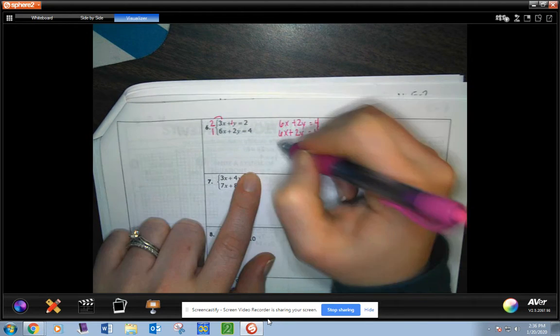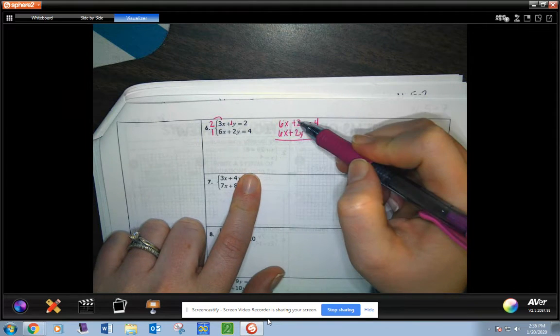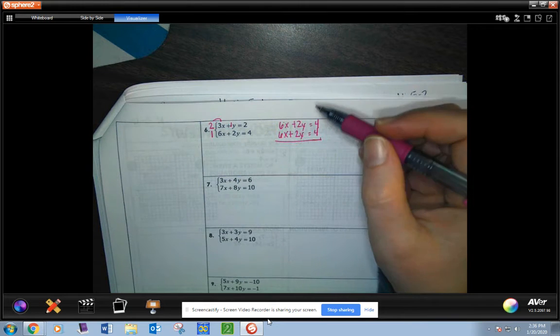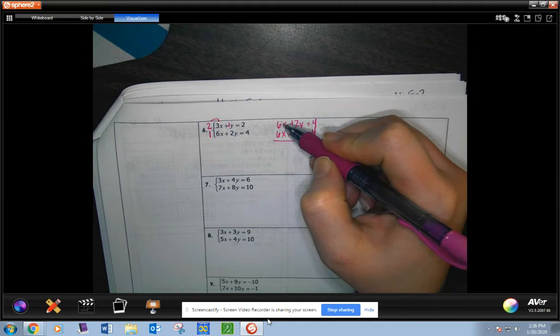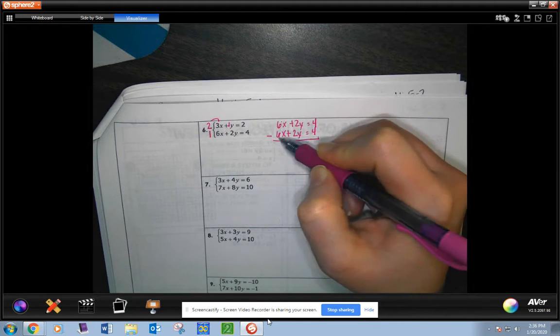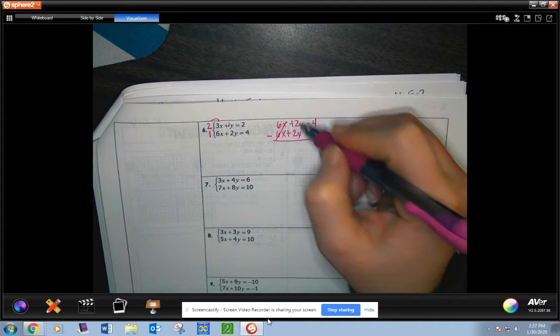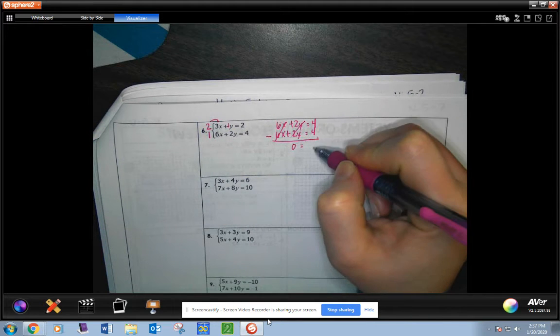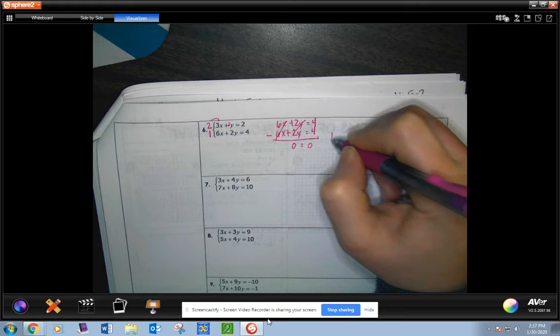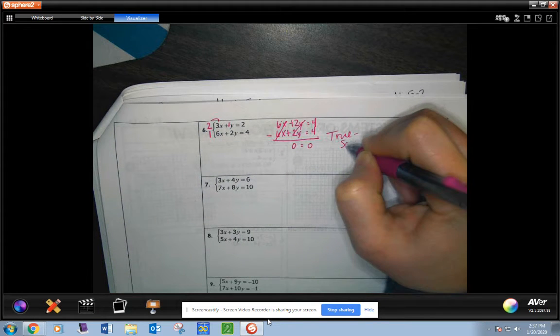Okay, so now I can look at this. Both my x's and my y's have the same number, so it doesn't matter which one you work with. To get the x's to cancel, 6 minus 6 would give me 0, so we're subtracting. Well, if I do that, 2 minus 2 also gives me 0. So I have 0 equals, and then if I do 4 minus 4, that gives me another 0. This is a true statement, which means same lines, which means your answer is infinitely many solutions.